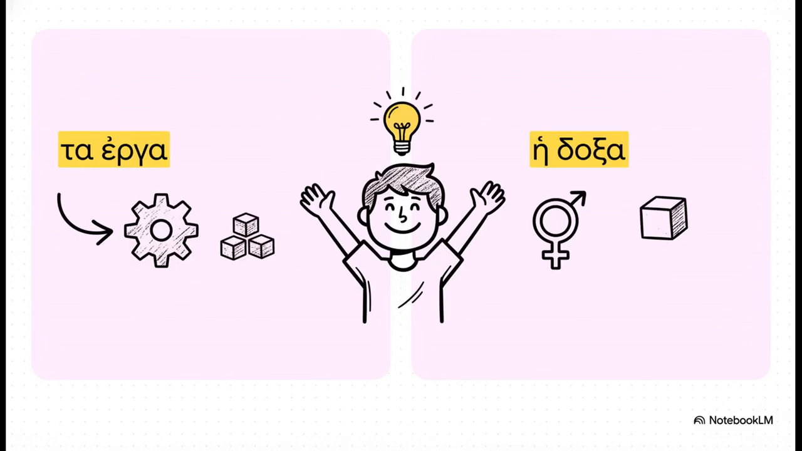The second you put the article in front of them, all that confusion just vanishes. One article tells you the first word is neuter and plural. The other article reveals the second word is feminine and singular. Just like that. Two words that looked identical are now crystal clear, and it's all thanks to that little article.